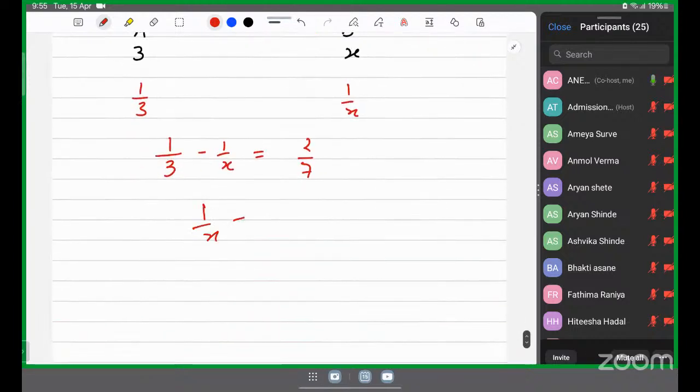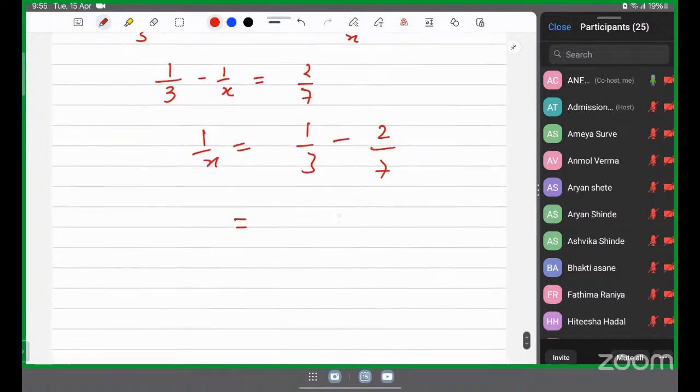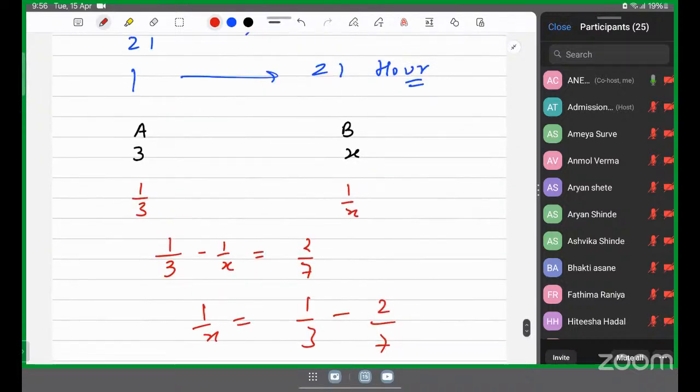So 1 by X will be what? 1 by 3 minus 2 by 7. And now you will get again what? 1 by 21. So X will be 21. You can also say it this way, whichever way you like. Understood or any doubt? Did you understand this second method? The first method is a little confusing.